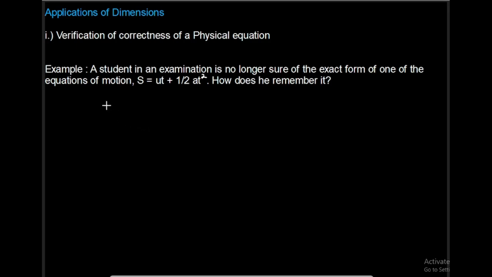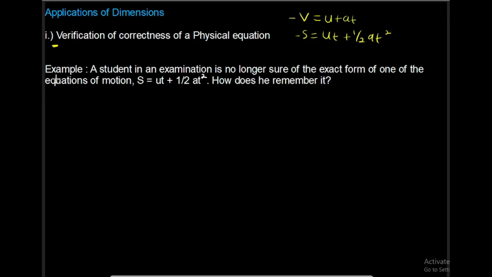So, verification of correctness of a physical equation. This is one of the applications of dimension. Remember, we are looking at applications of dimension. Number one here, we have verification of correctness of a physical equation. So you can have an equation like the equations of linear motion. You can have v equals u plus at. You can have something like maybe s equals ut plus half at squared. Equations like this, and then you want to verify if these equations are correct. To verify the correctness of these equations, we can make use of dimensional analysis.